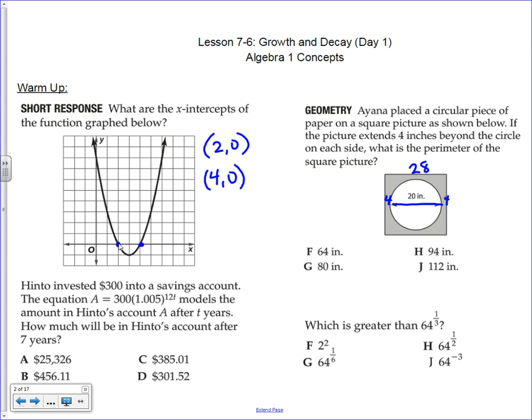Listen, you guys will not survive this class without a calculator. You just won't. What is it? 112, which would be letter J.